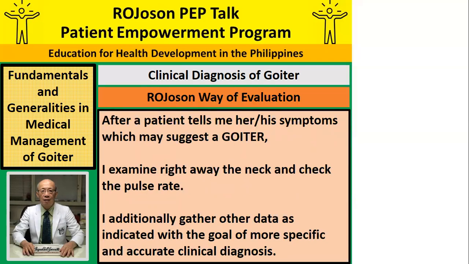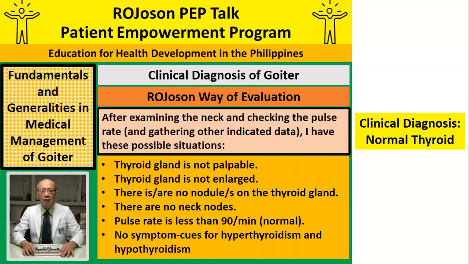The ROJoson way of evaluation: after a patient tells me her or his symptoms, which may suggest a goiter, I examine right away the neck and check the pulse rate. I additionally gather other data as indicated with the goal of more specific and accurate clinical diagnosis. After examining the neck and checking the pulse rate and gathering other indicated data, I have these possible situations.